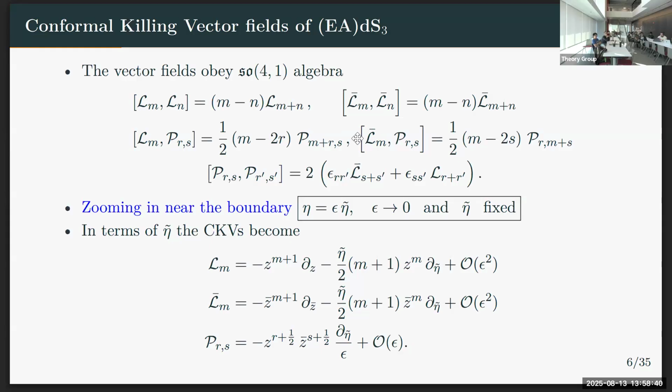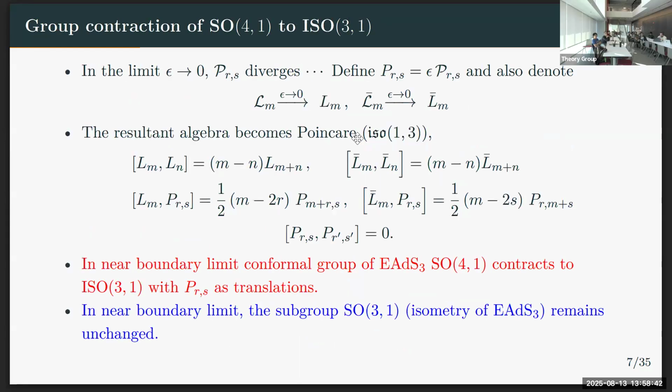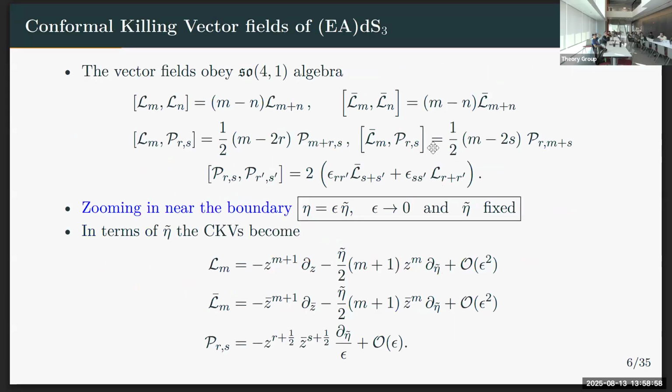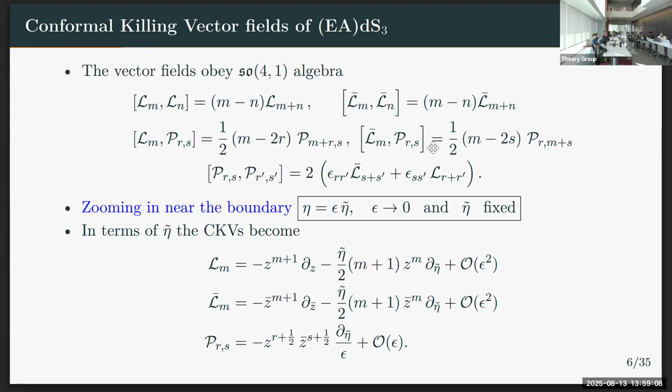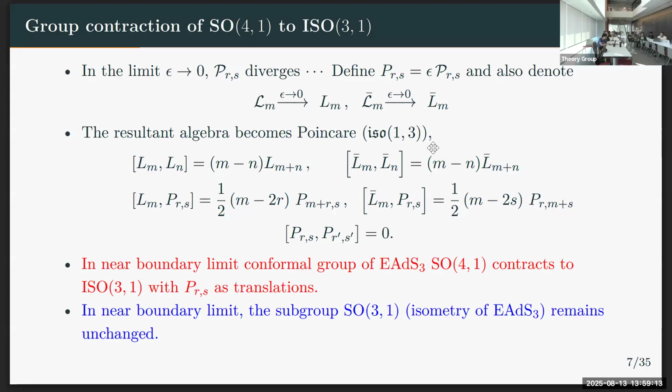Now to rectify this divergence in curly P_RS, I define this operator, non-curly P_RS, which is defined as curly P_RS multiplied by epsilon. Once I do that, I am able to get rid of this epsilon factor, and then I can take the epsilon limit easily. The subleading factors will just go away, and you will have only these leading factors, and this then becomes your Poincaré algebra.